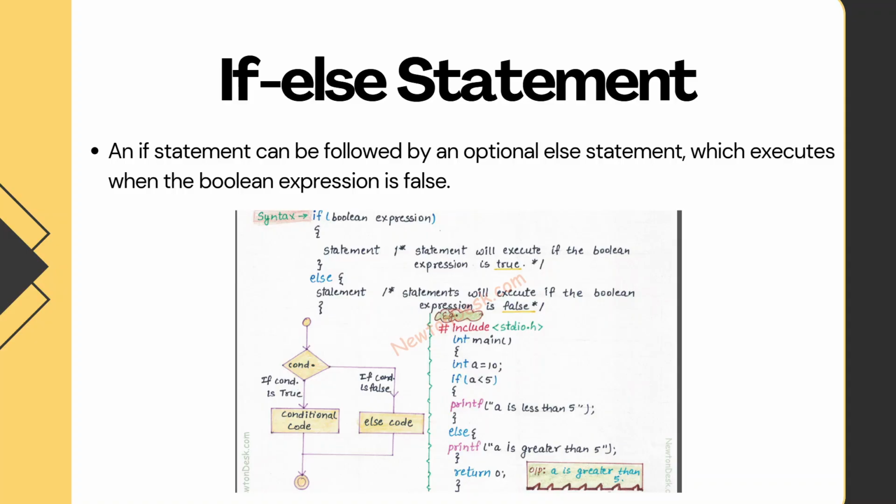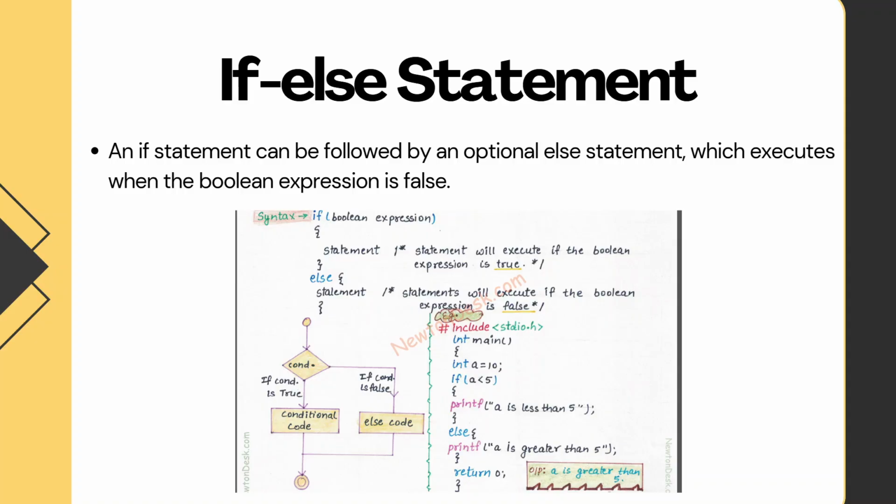We can see from the diagram, we take the input, then we check the condition. If the condition is true, then we execute the conditional code inside the if statement. If the condition is false, then we execute the code inside the else block, and then we exit the program and take the output.